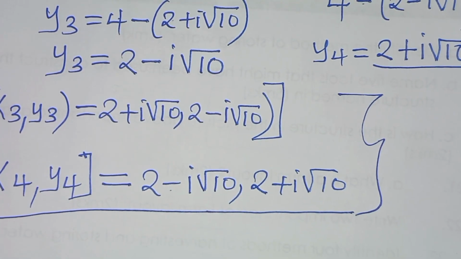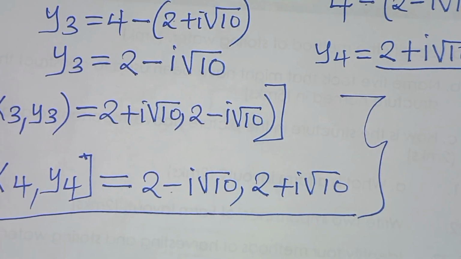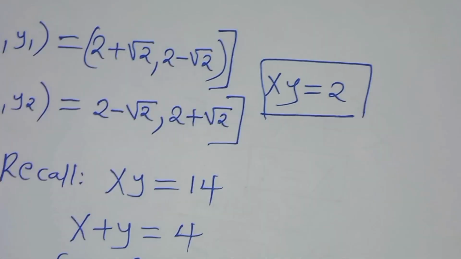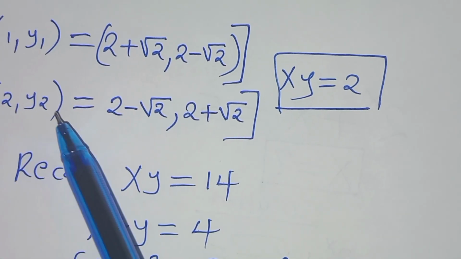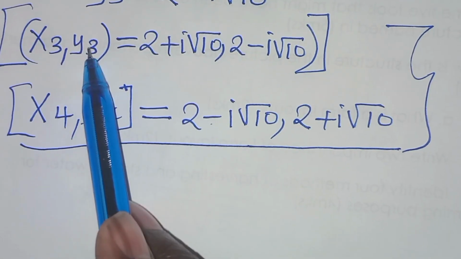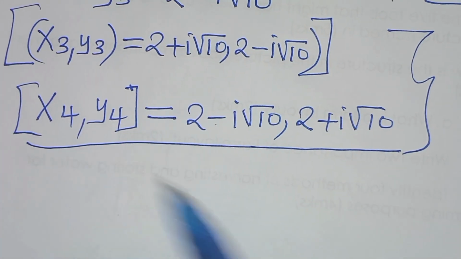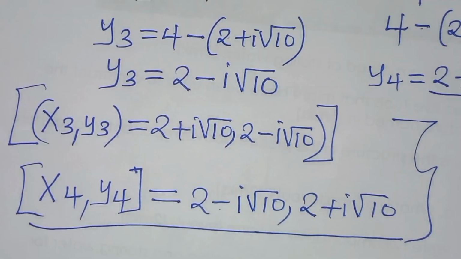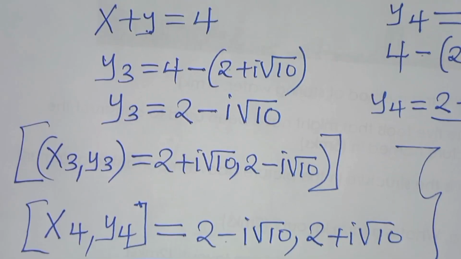We have 4 sets of solutions, that is x1, y1, and x2, y2, and we have here x3, y3, and x4, y4. These are the set of all the solutions that we have for this algebra problem.